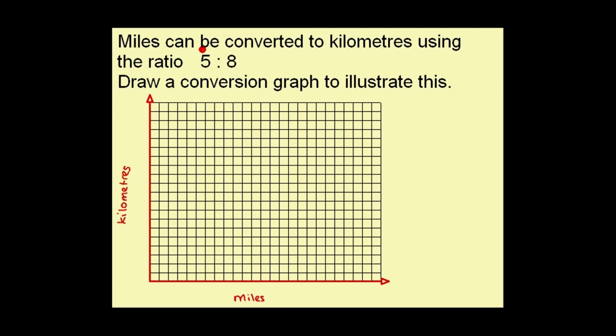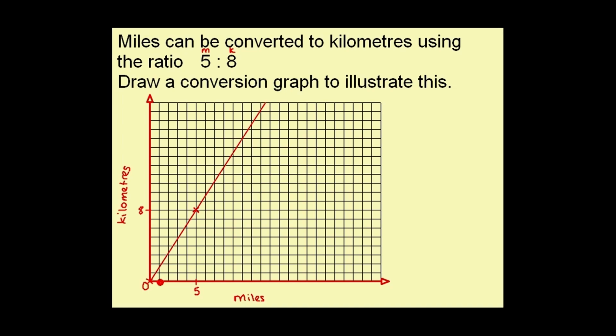Now in our ratio, this is miles and this is kilometres. So I need to go to 5 on the miles axis and to 8 on the kilometres axis. So I've got the point 5, 8 and I can plot that. I also know that 0 miles would be 0 kilometres, so I can plot that point as well. Now to draw my conversion graph, I need a line that goes through these 2 points. When I draw my line, I make sure to extend it to the end of the squared paper.